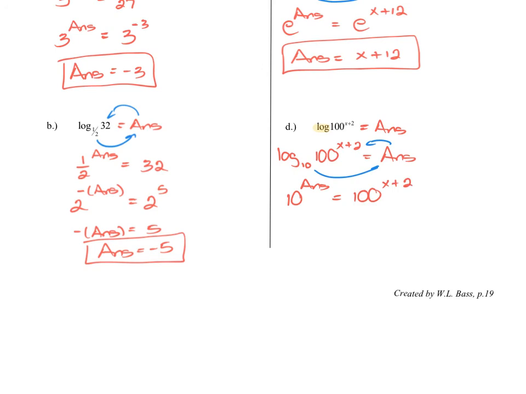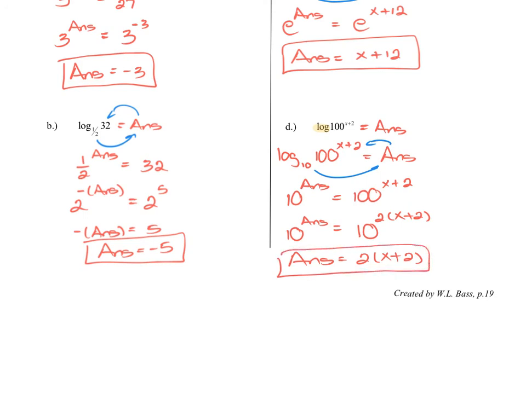Now I need to get these bases to match, so I'll have 10 to the answer still. And 100 can be written as 10 squared. And then, of course, these exponents will multiply. So my final answer is 2 times x plus 2. No need to distribute, no need to try to solve for anything. That's all that we've got on that.